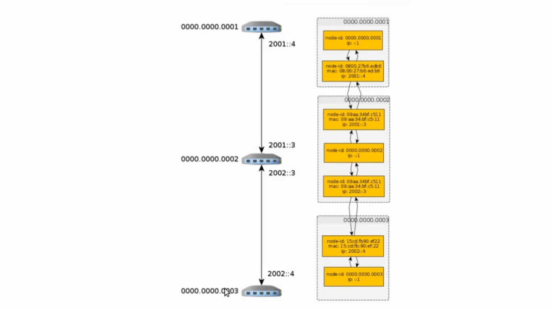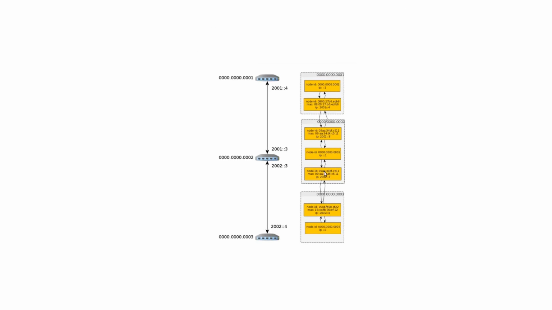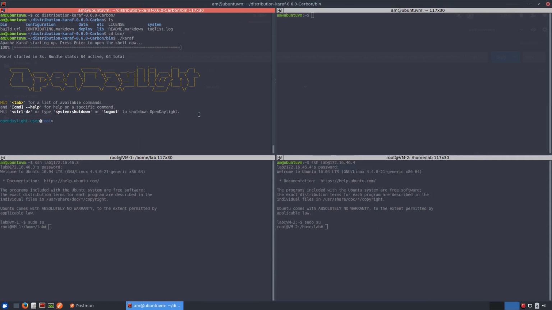Having interfaces reported as a set of virtual nodes instead of a single node, the application must understand the concept of virtual nodes. For example, router 2 has two interfaces with IPs 2001::3 and 2002::3. In the ODL topology model, this router will be represented by three nodes, one for the actual router and two for its interfaces. At first, we need to configure the OpenDaylight instance.